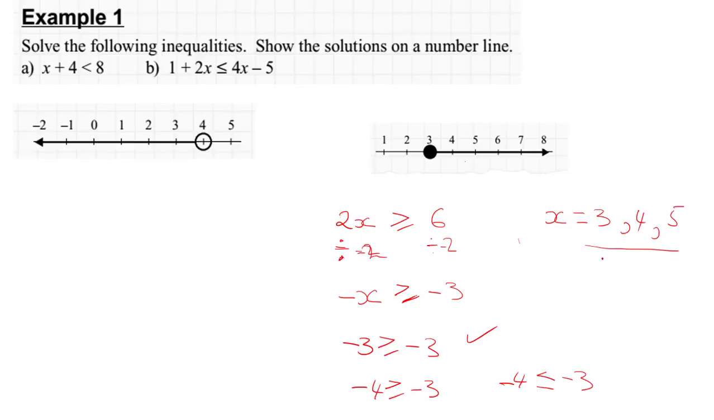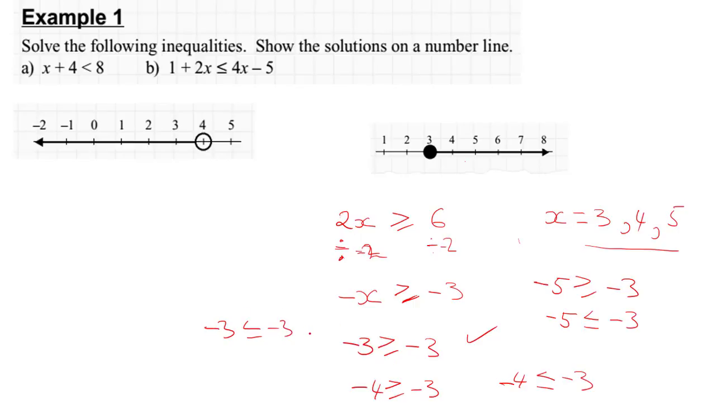And if I try 5 in this, let's see whether 5 works. So -x, so -5 bigger than or equals -3. So let's put it there. That doesn't work. That's not correct because -5 is more than -3. So if I swap it round, then it works well. And even if I swap it in this one, it works well. So -3 is less than or equal to -3.